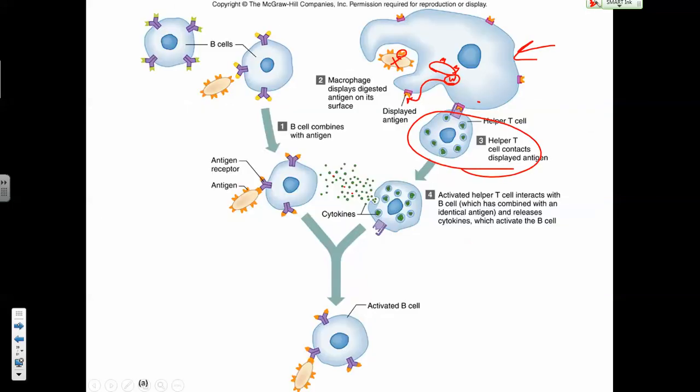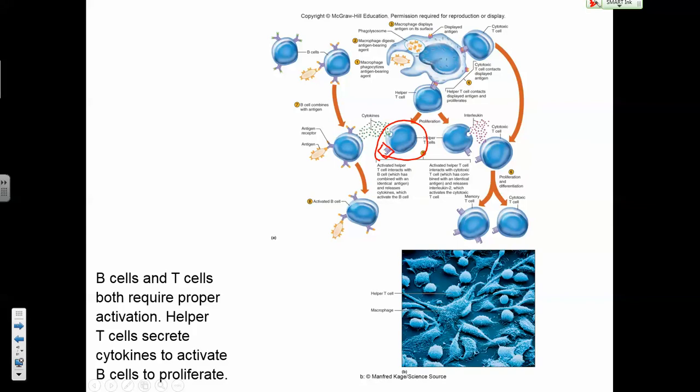All right. So here you see it again. Here you see some helper T cells. This helper T cell is producing chemicals that enhance the proliferation of a T cell. This one is enhancing the proliferation of a B cell. So the helper Ts are very neat.